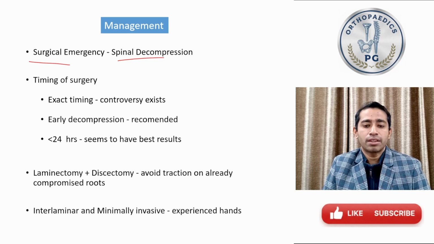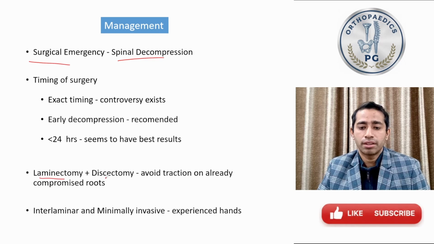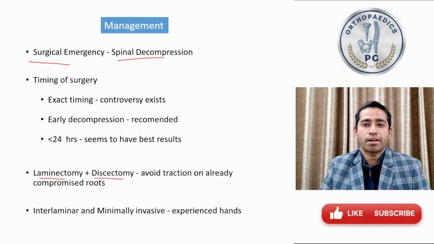When performing a discectomy for a large central disc causing Cauda equina syndrome, the classical teaching is to do a laminectomy along with a discectomy to avoid traction on the already compromised nerve roots. An interlaminar or a minimally invasive approach may be used, but is recommended only in experienced hands so that this traction on the nerve roots can be avoided.